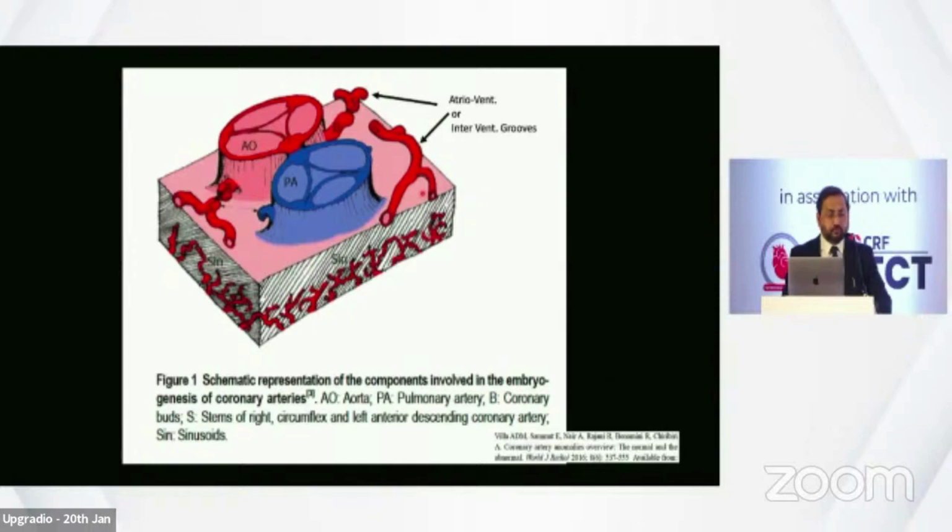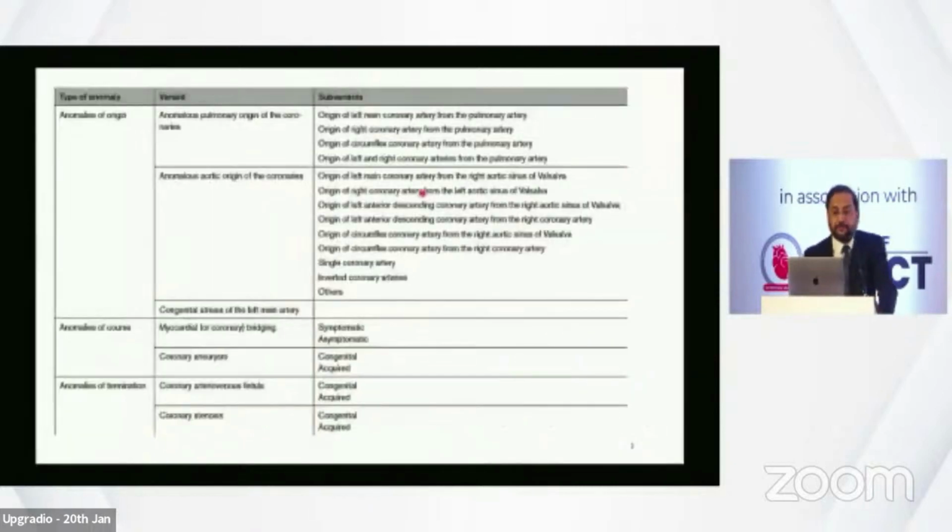And let's see, for example, the anomalous origin of the left coronary artery from the pulmonary artery. Now you have to remember that the buds develop before the bifurcation into aorta and pulmonary artery. So at the division, if the buds move forward, they will form part of the pulmonary artery. And if the bud continues to remain in the same position, they will form the coronary artery. So all this is very important before we step on to the percutaneous coronary interventions of the same.